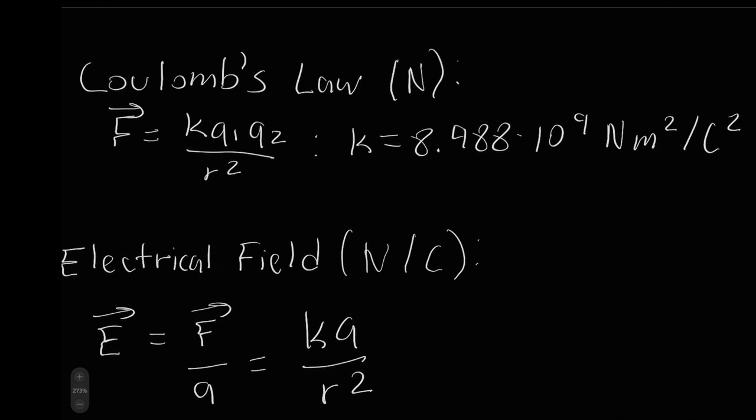It uses the formula F = K times Q1 times Q2 over R squared, with K being Coulomb's constant, which is equal to 8.988 times 10 to the ninth newton meters squared over coulomb squared. Q1 and Q2 are charge 1 and charge 2, the charges that you're trying to find the force between, and R is just the distance between the two charges. With Coulomb's law, you get a force, so the units for force are newtons.